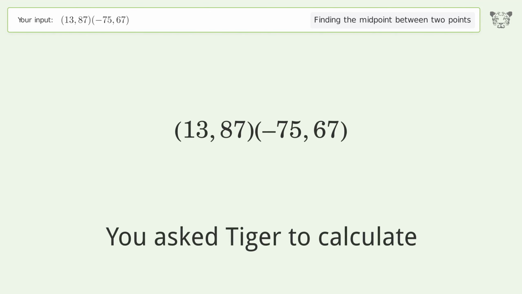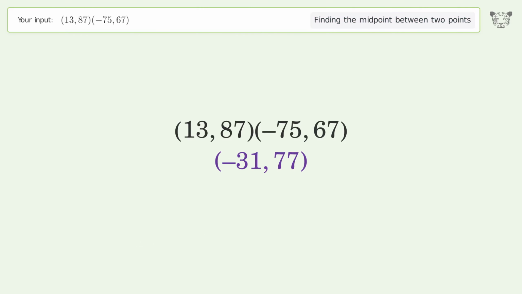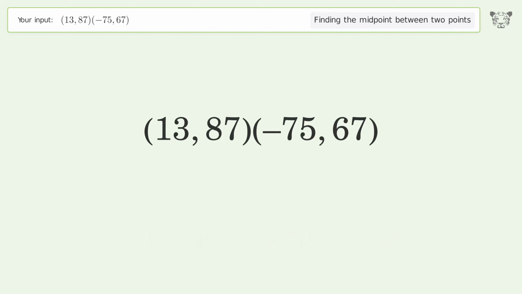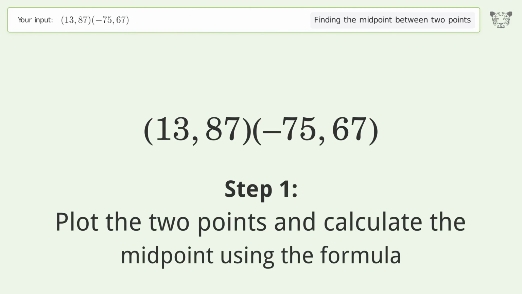You ask Tiger to calculate. This deals with finding the midpoint between 2 points. The midpoint between the 2 points is -31,77. Let's solve it step by step. Plot the 2 points and calculate the midpoint using the formula.